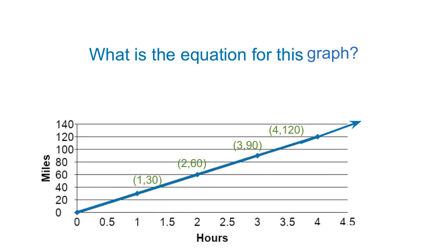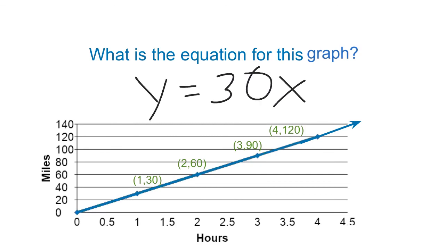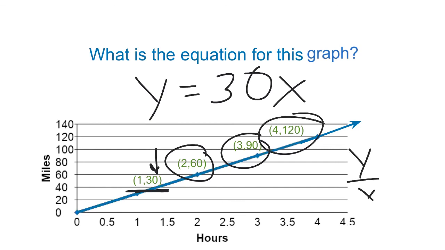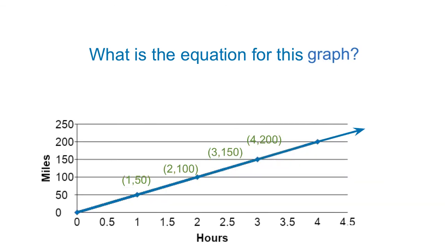What is the equation for this graph? It would be y equals 30x. Again, I can get it by going to 1 and seeing that y is 30. That would be my unit rate. Or taking any of the other points and dividing y by x to get k. What is the equation for this graph? It would be y equals 50x.